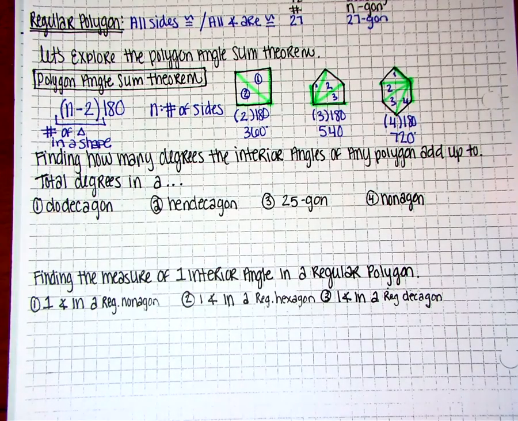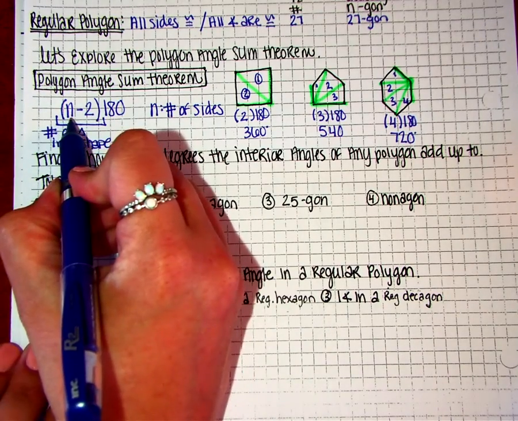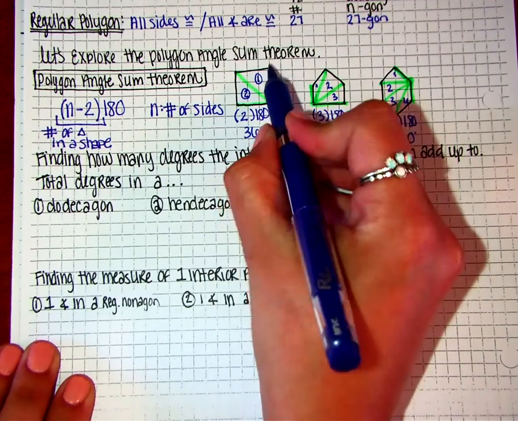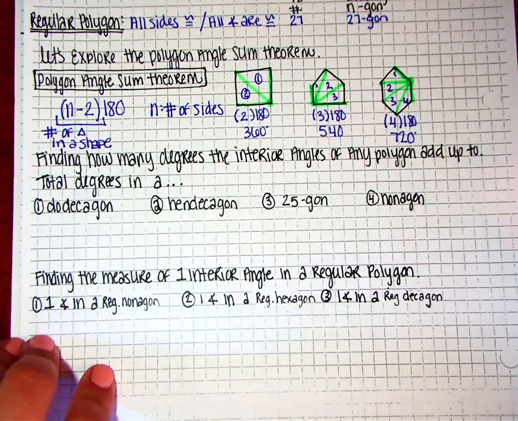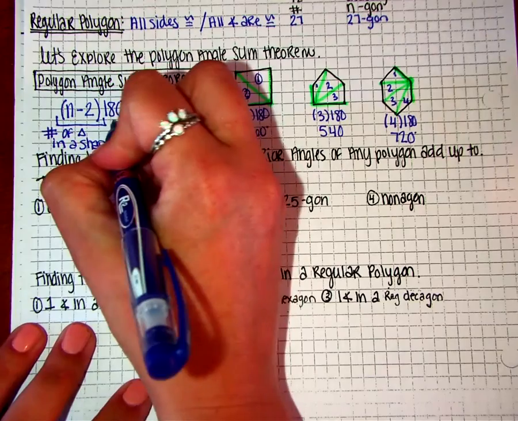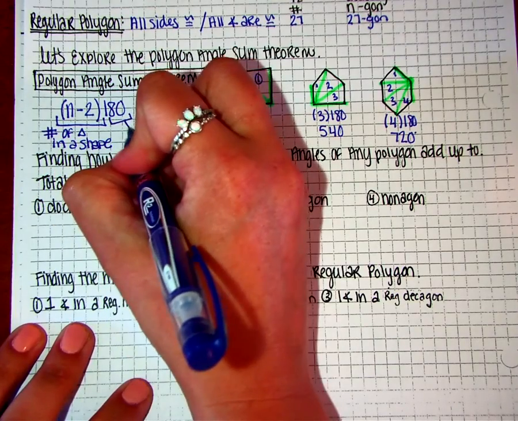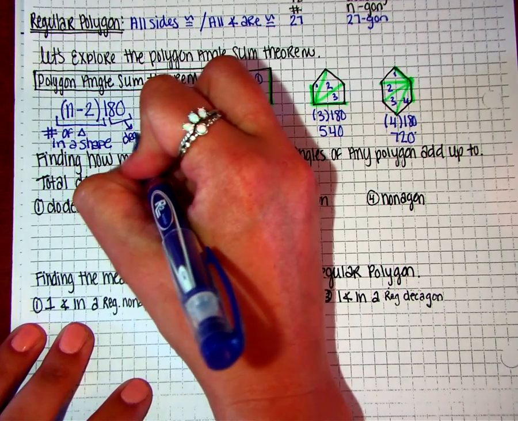So up until this point, the n means number of sides. When you subtract 2, that gives you how many triangles are left. The 180 degrees comes from the degrees in a triangle.